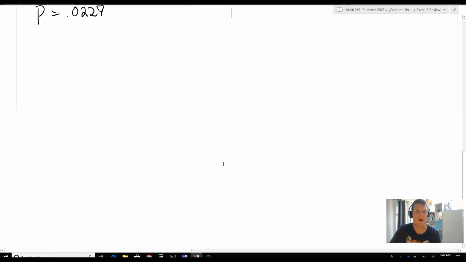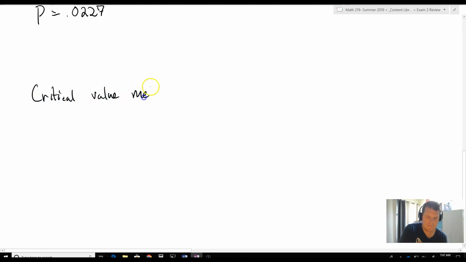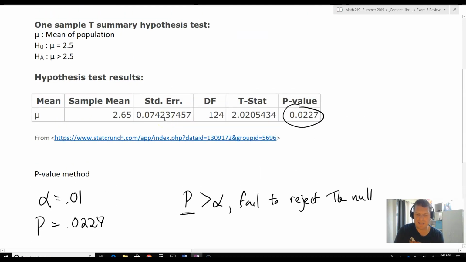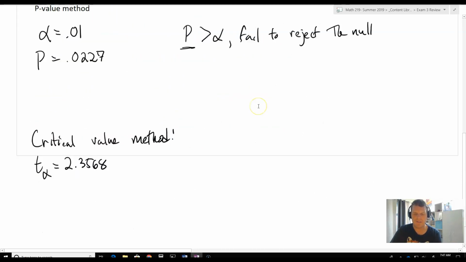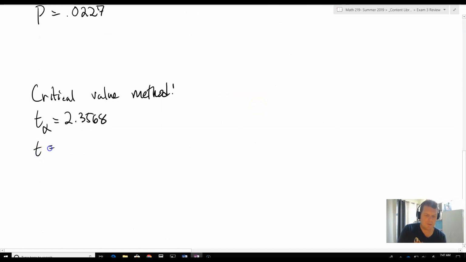Now let's talk about our critical value method. In our critical value method, I used technology to find a t alpha, my critical value, of 2.3568. And if we go up to our printout, we can see that the t-stat is 2.0205. So t is equal to 2.0205.